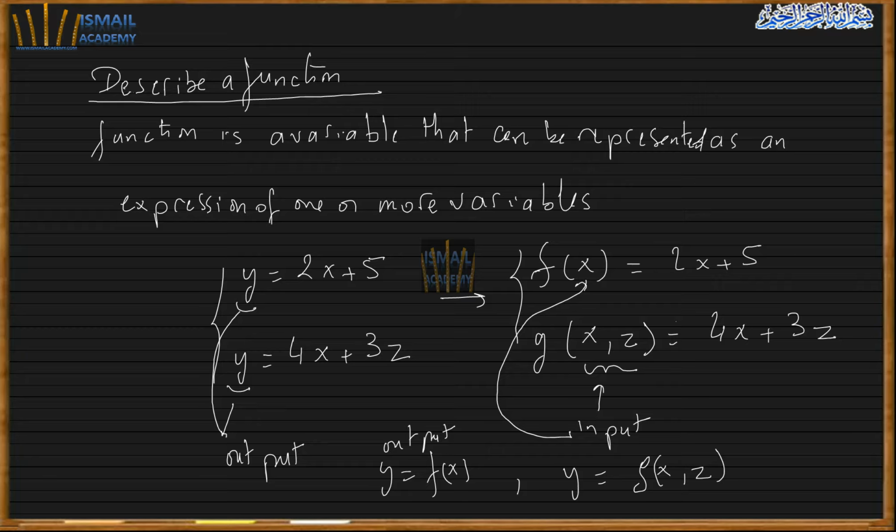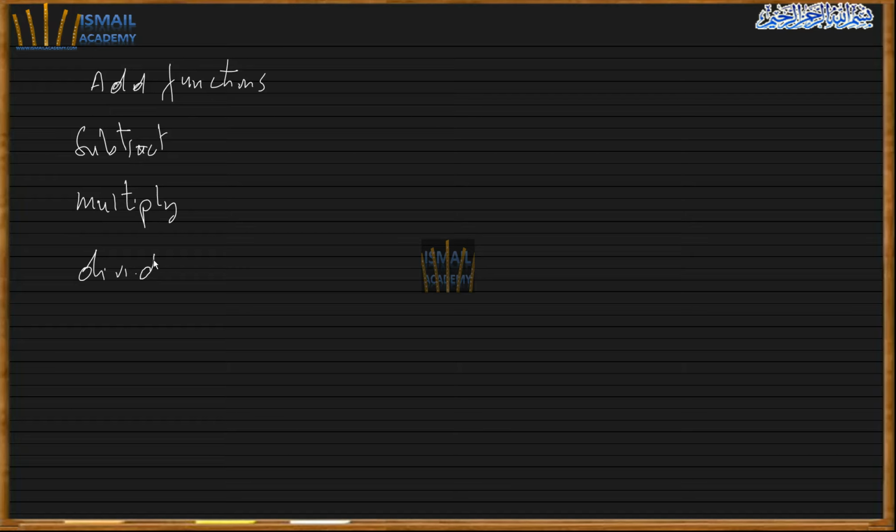As you know, based on the description we just gave here, a function is a variable. And what is a variable? It's an unknown number. Which means that we can add functions, we can subtract functions, we can multiply functions, and we can divide functions.